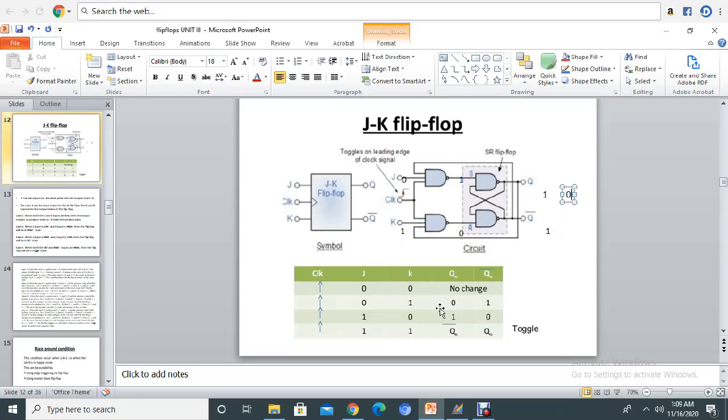Okay. But in the previous case, when you apply J is equal to 0, K is equal to 0, there is no change. Okay. But now you will get 0. Okay. When you apply J is equal to 0 and K is equal to 1, you will get 0 at the output. Okay. Next I am applying J is equal to 1, K is equal to 0.